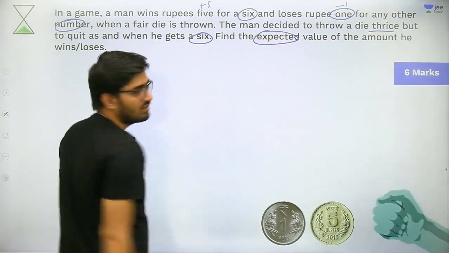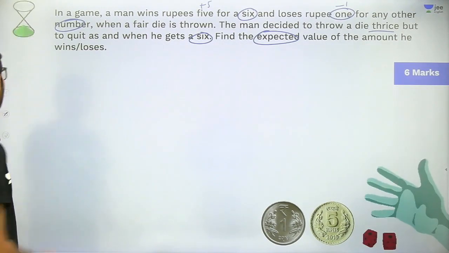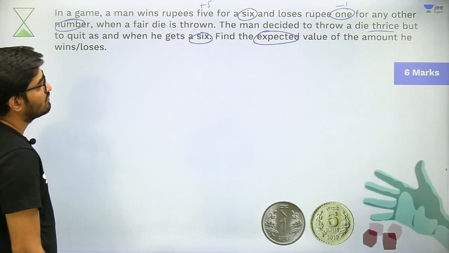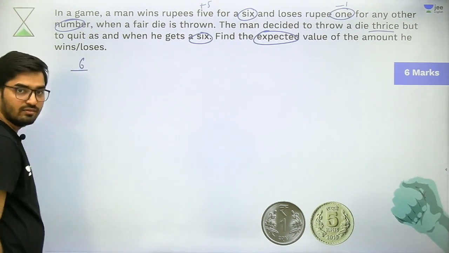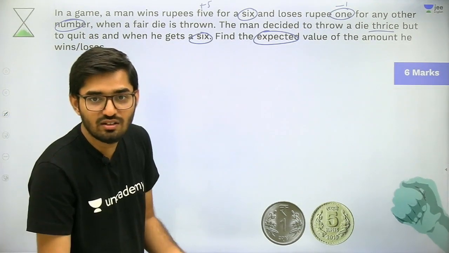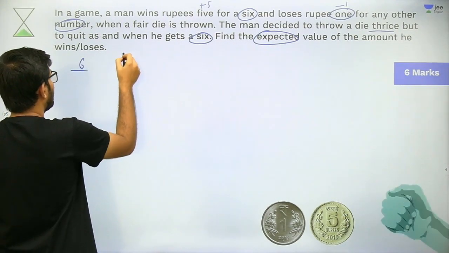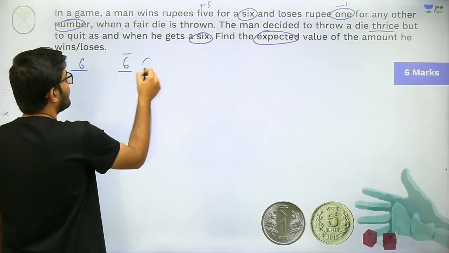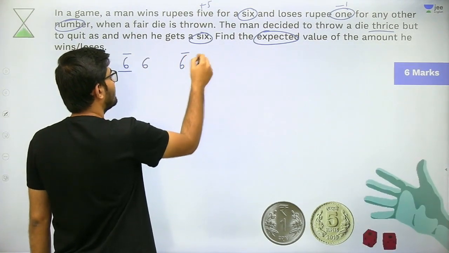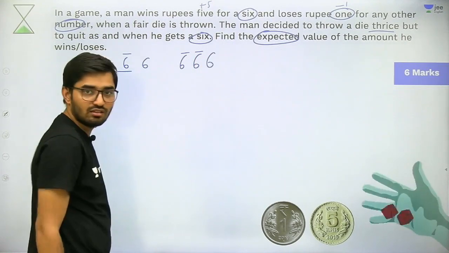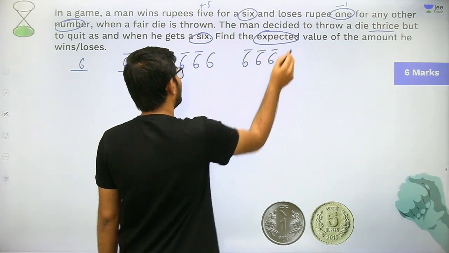Expected value means mean. So again you have to make a table and then find the expected value, which is mean. So what are the possible cases? He is playing 3 times. First case, in the first trial itself he got a 6, so he will quit there. Second case, in the first trial he did not get a 6, in the second trial he got a 6. Third case, did not get a 6, did not get a 6, and then got a 6. Fourth case, did not get a 6, did not get a 6, did not get a 6.